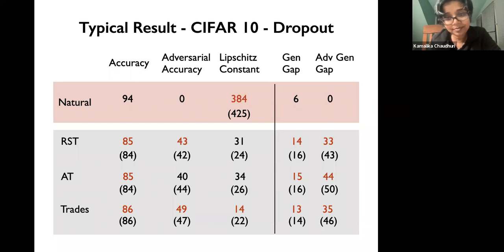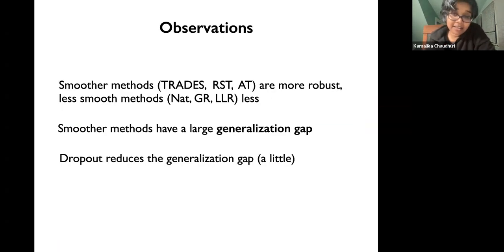The standard thing is you measure the accuracy on training, and usually with training, you stop training when you're completely accurate. So the training accuracy is very high, and then the test accuracy is a little bit lower. The difference between those is the generalization gap. Okay, so what do we learn from this? One of the things we learned is that the smoother methods like TRADES, RST, and adversarial training are definitely more smooth.